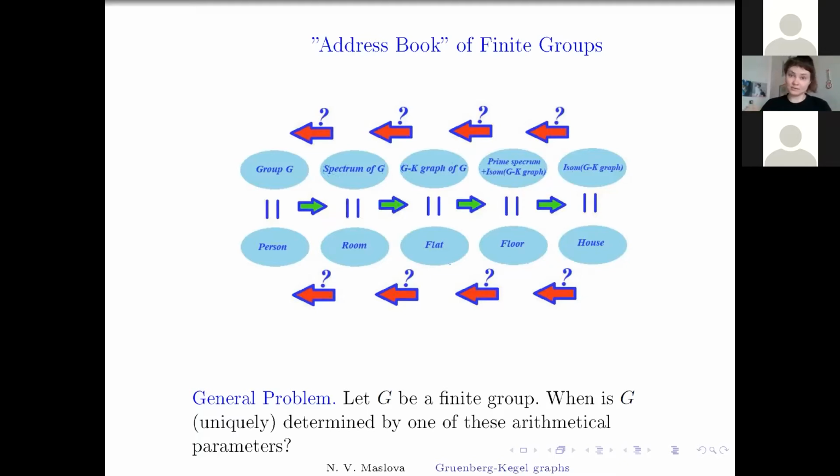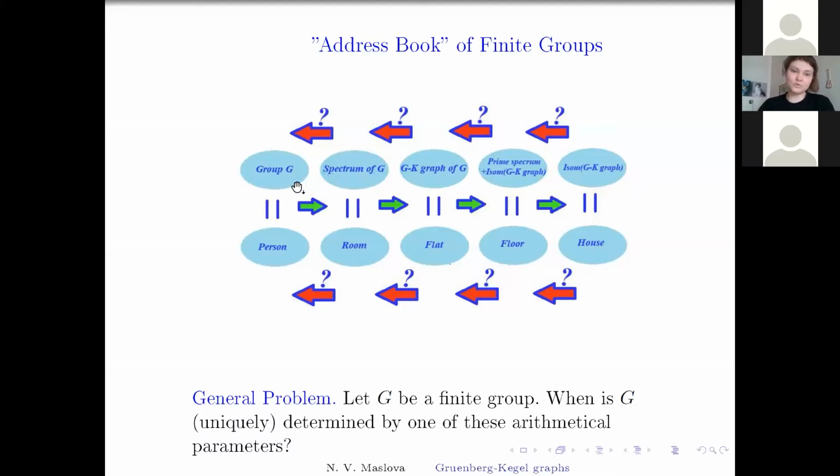Okay, imagine that now we travel to a magic galaxy. There is a magic star and a magic planet around the star and a magic city on this planet. Assume that citizens of this city are finite groups, and their addresses are described by some graphs. And the government of this city wants to create an address book for finite groups.